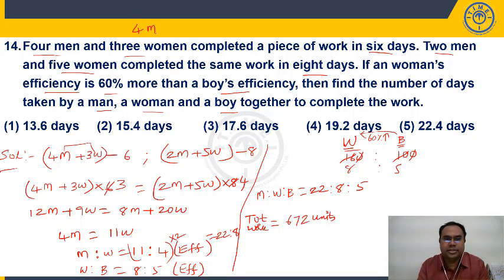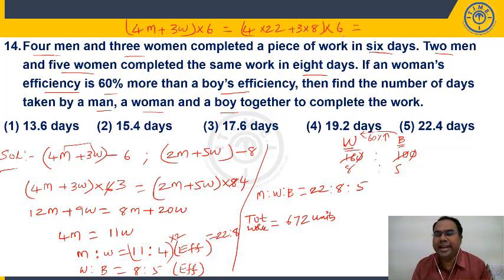This is my total work: 4m plus 3w, 4 into men is how much? 22 plus 3 into women is how many units per day? 8 units into 6 days they are taking to complete. 88 plus 24 is how much? 112. 112 into 6 is 672. You take the other one, you will get the same thing. 2 into 22, 44. 5 into 8, 40. 84. 84 into 8. 672 you will get. You take any one, you will get the same answer.